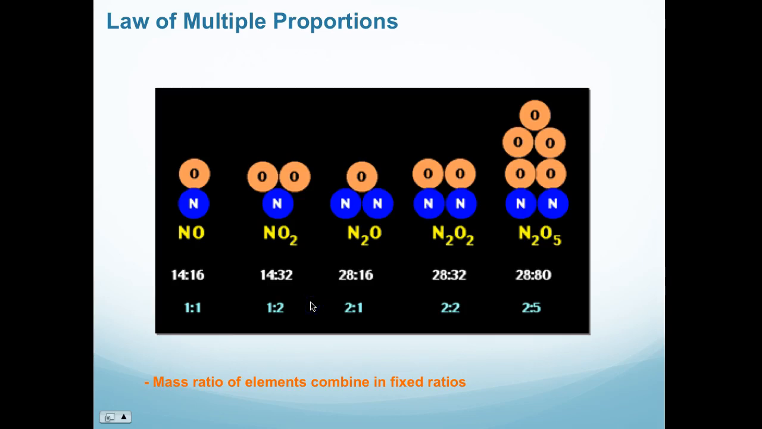We can also look at the law of multiple proportions, and basically anytime we can combine elements in different ratios, it tells us that the mass ratios of the elements that we combine are always going to be in fixed ratios. So even though we have a different number of oxygens, when we reduce the mass ratio of those two, it's always going to equal a whole number.